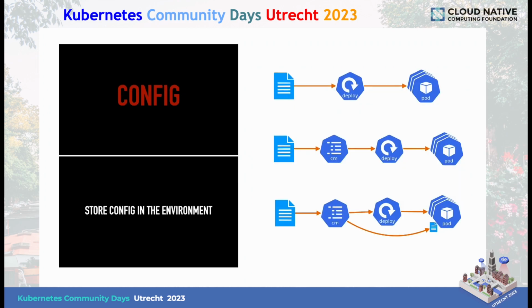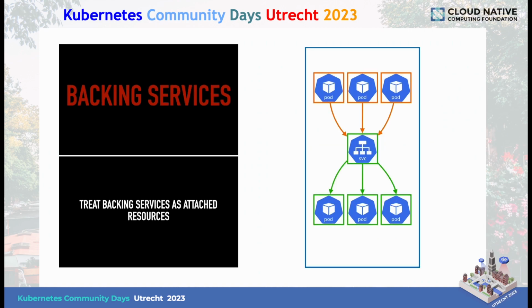For config, it says store config in the environment. On Kubernetes, we have lots more options. We can deploy config as an environment variable to a deployment. We can create a config map and deploy it as an environment variable. Also, we can use that config map as a file mounted on the pods. All of them have their positives and negatives, so you have to choose which one fits your scenario best.